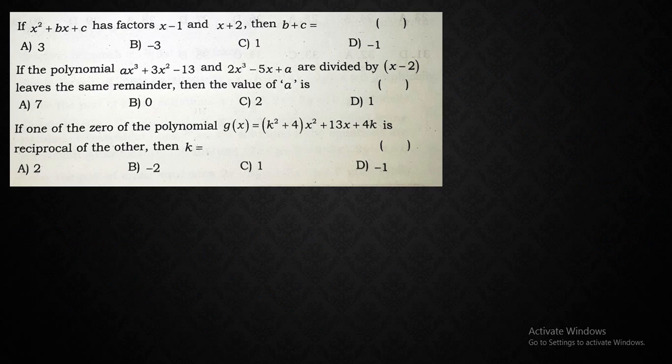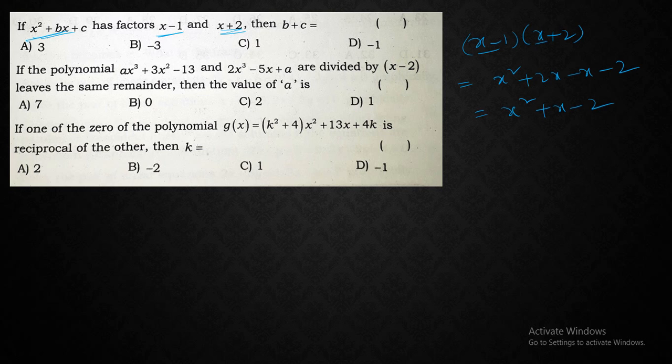Next, moving on to one more question. x square plus bx plus c has factors x minus 1 and x plus 2. Then b plus c is equal to what? Since this is a quadratic polynomial and two factors are already given, if I multiply x minus 1 into x plus 2, I directly get the quadratic polynomial. x into x is x square, x into 2 is 2x, minus 1 into x is minus x, minus 1 into 2 is minus 2. If I simplify this, x square plus x minus 2.